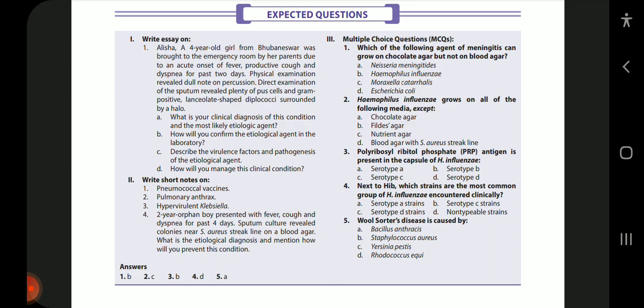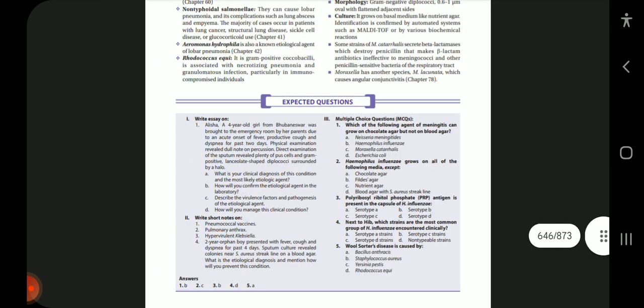Now, wool sorter disease is caused by, of course, Bacillus anthracis. So this completes our chapter. Next we'll be starting with atypical pneumonia.